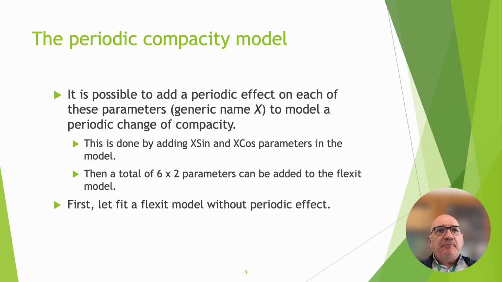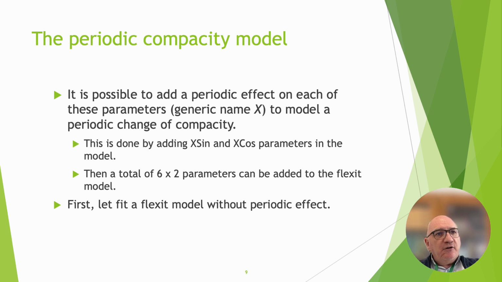Then we will add a periodic effect on each of these parameters. The generic name of these parameters will be X, and it permits modeling a periodic change of compacity when you turn around the bone. This is done, from a mathematical point of view, by adding X sin and X cos parameters in the model. Then you add 6 multiplied by 2 parameters to the fixed model to describe your new periodic model.